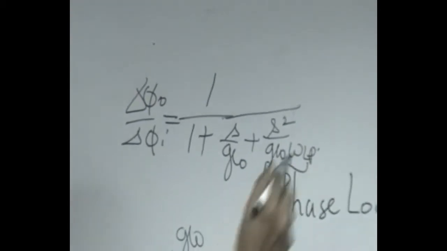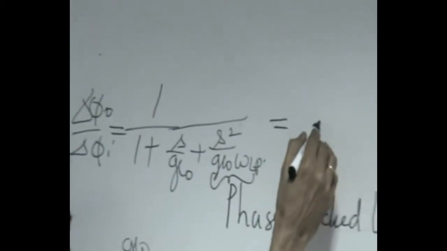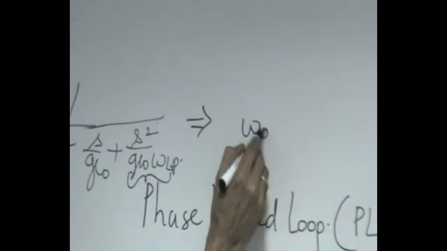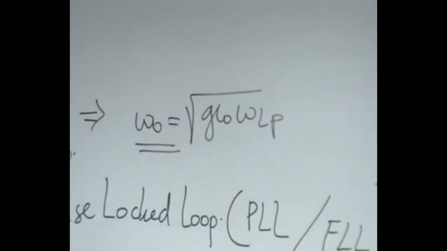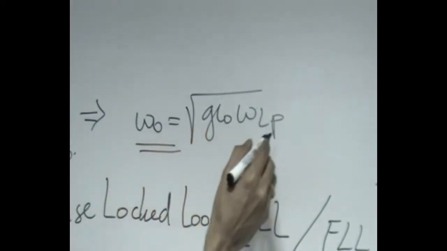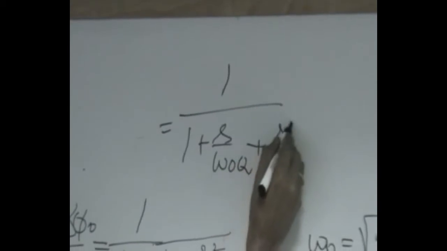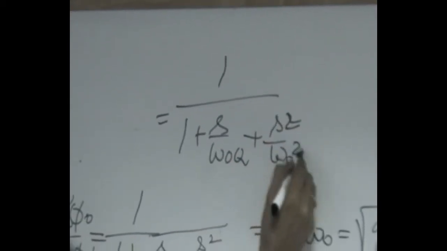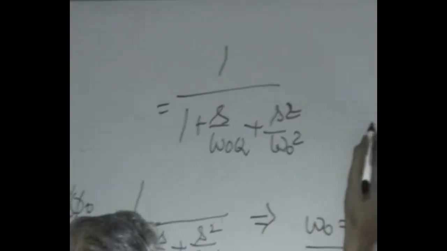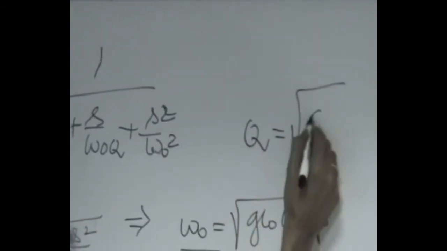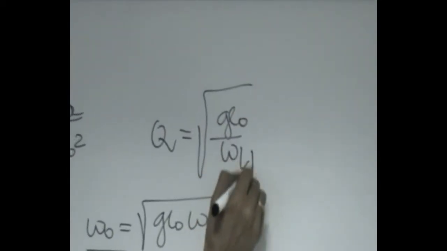So this is the second order system, like we did in the case of the filter. This is omega naught, the natural frequency of the system, equal to root of GL naught into omega L. That is the natural frequency of the phase lock loop system. Again we can write this as 1 over 1 plus S by omega naught Q, plus S squared by omega naught squared. Omega naught is the natural frequency, then Q becomes equal to root of GL naught.